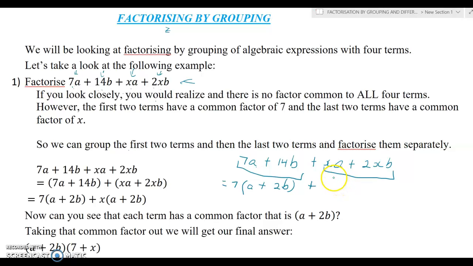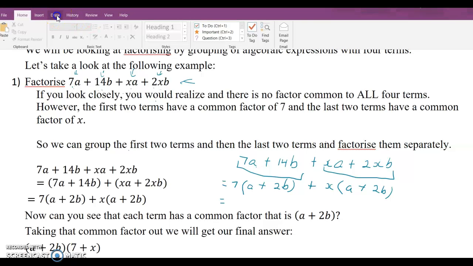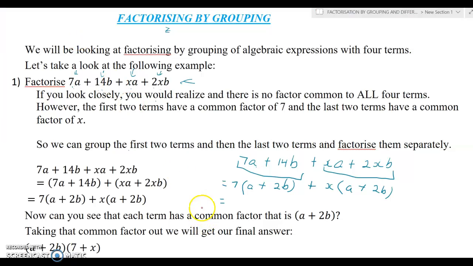Again, if you look at it closely, they have x in common, so we're going to pull out that x. Put your open brackets: x times a will give me back the xa, plus x times 2b will give me back the 2xb. Many people may reach until that second line here, and now this last line is the important one as well. Now, if you realize, in the two brackets you have the same thing. See that? You must ensure you have the same thing. If you don't have the same thing in those two brackets, you need to go back and check.